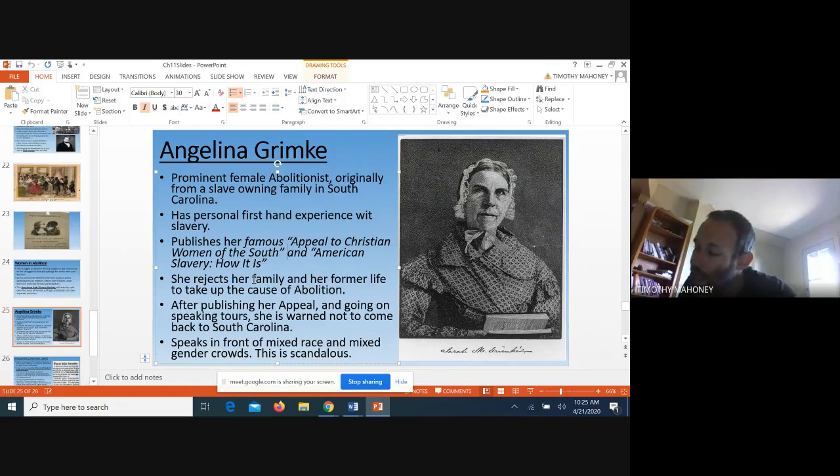Understand that she came from the South, and that's why she has some kind of credit. She comes from a very wealthy and well-known slave-owning family in Charleston, South Carolina. After she publishes this letter, her appeal to the Christian women of the South, the mayor of Charleston, South Carolina, actually threatens her with arrest if she comes back to Charleston. So she's going to be very firmly rejected, and her message will be as well.